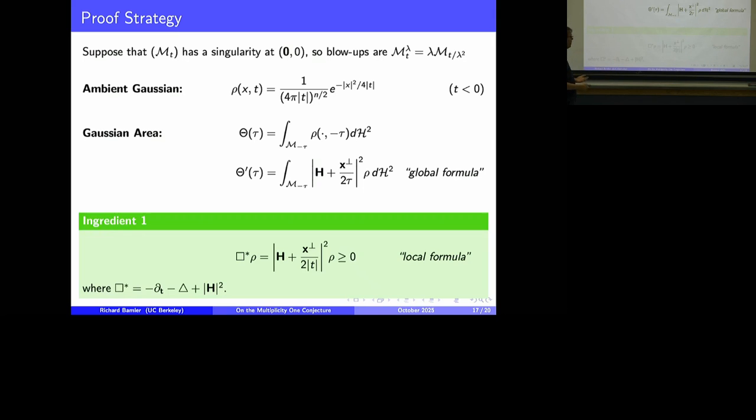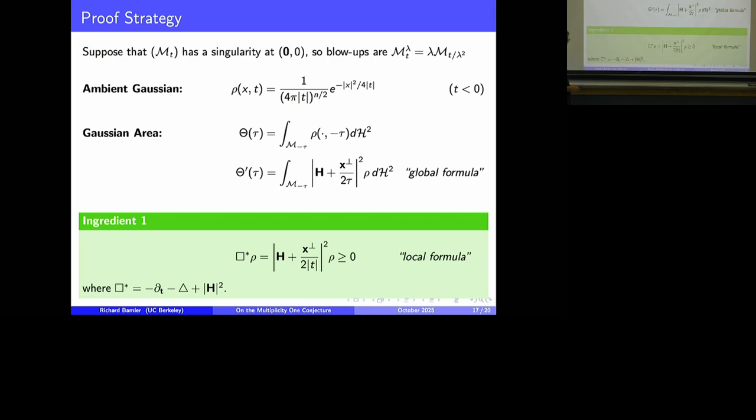But whenever there's a global formula, there's also a local formula. So a differential formula that holds at every point. And it has the property that if I integrate this formula, then I get back the original global formula. And this local formula takes this form. So it takes this ambient Gaussian, and then the differential operator is this conjugate heat operator. So it's something like a heat operator for the backwards heat equation on the mean curvature flow. And so if I apply this to the ambient Gaussian, then I just get this quantity here. So it's a simple computation, and it's essentially part of the proof of Huisken's monotonicity formula. Okay, so this is the first ingredient.